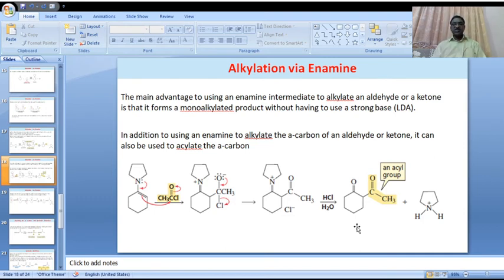This is equal to the alkylation process, but this reaction is done without having to use a strong base, that is LDA. Okay, this is about the acylation process.